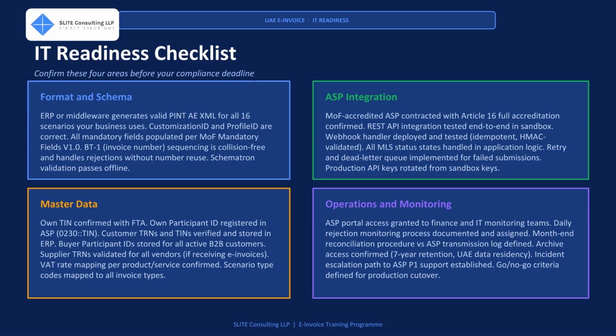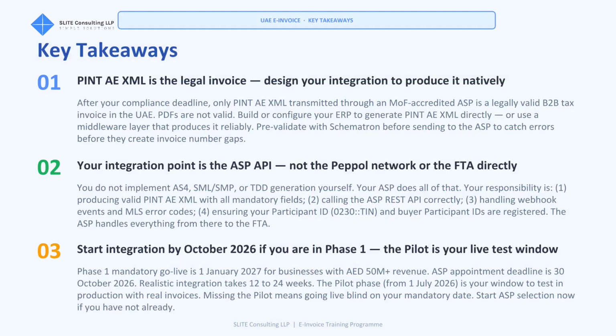Now let's close with the 3 things to remember. 3 points to take with you. 1. Pint AE XML is the legal invoice. After your deadline, only Pint AE XML transmitted through an accredited ASP is a valid B2B tax invoice in the UAE. PDFs don't count. Design your integration to produce the XML natively and pre-validate with schematron in CI.